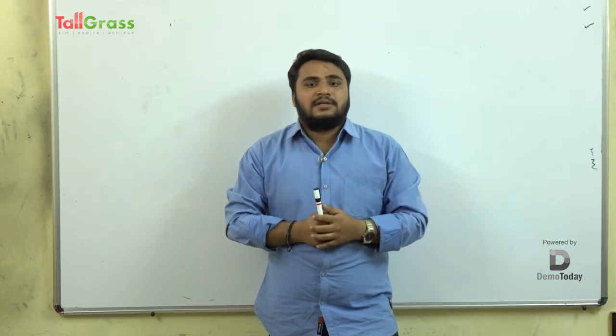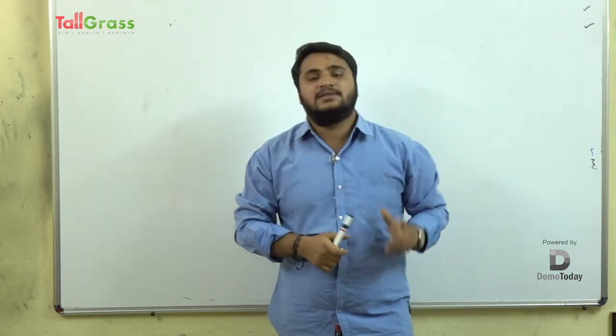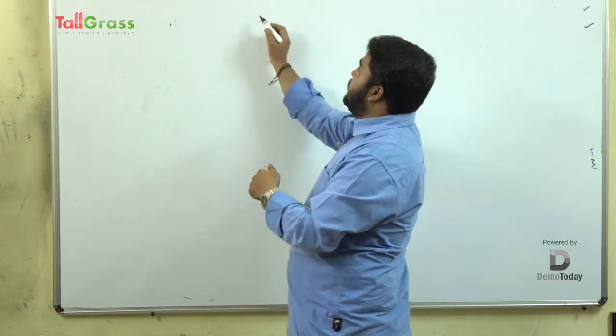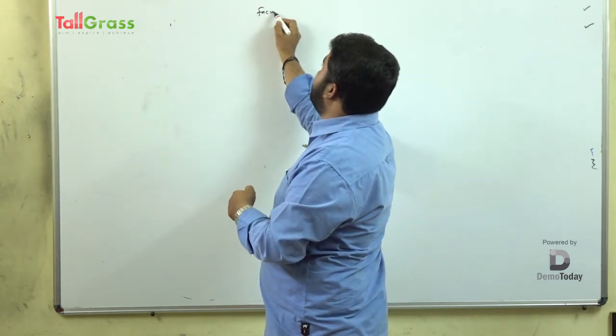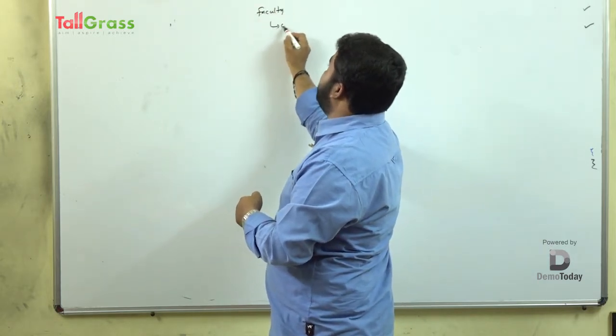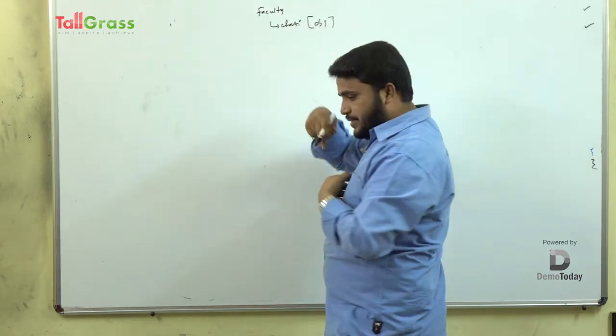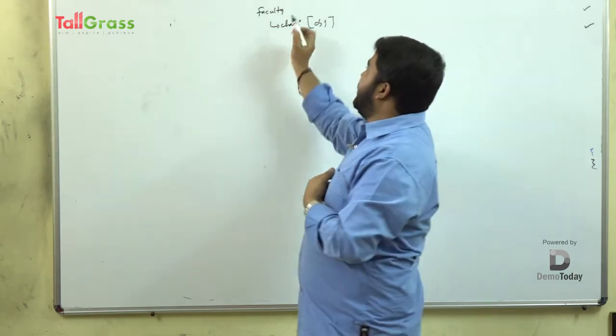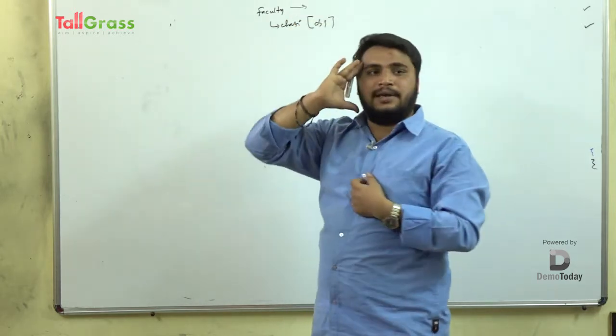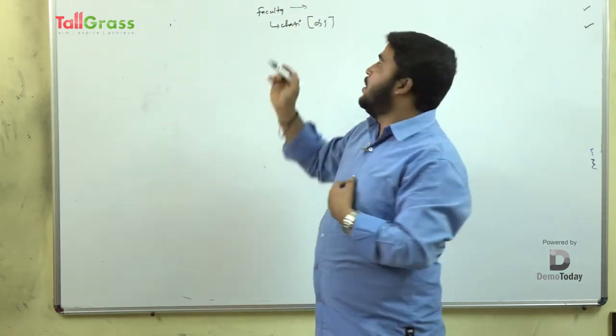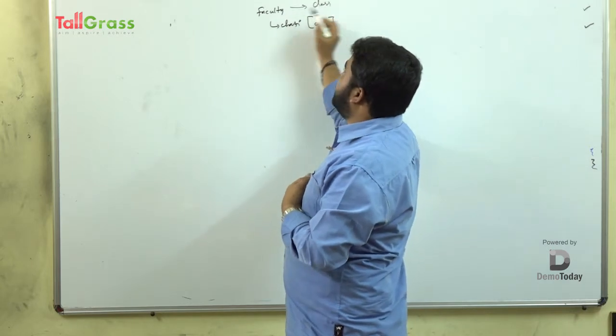Regarding class, simply, a class is a blueprint. I am the faculty with the name Chanti. Here Chanti is an object because it is existing, I am an existing one. And faculty is not visible, it is an imaginary thing, it's my profession. So it is called a class.